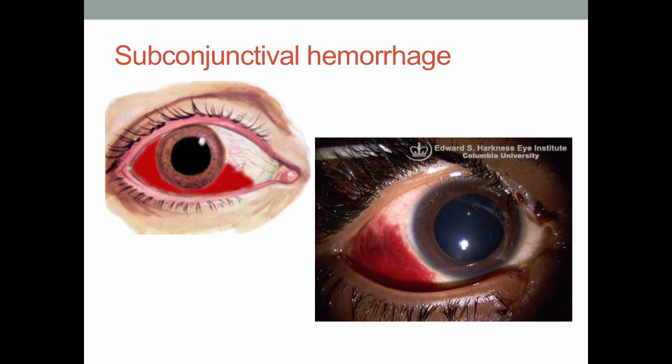We also worry about subconjunctival hemorrhages, and unfortunately this goes along with trauma, sometimes shaken baby syndrome, and these patients have had significant trauma and need to be evaluated further for other areas that may have hemorrhage, including their brains.